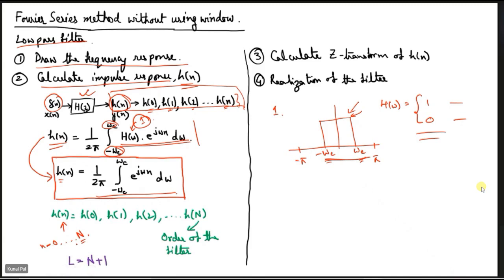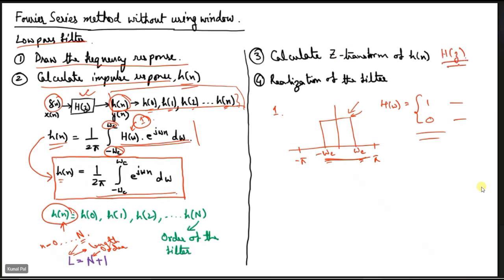Now, the length of the system can be given by L equals 2N plus 1, where L is the length of the filter and capital N is the order of the filter. Now, once you have got this, we have to calculate H of z.